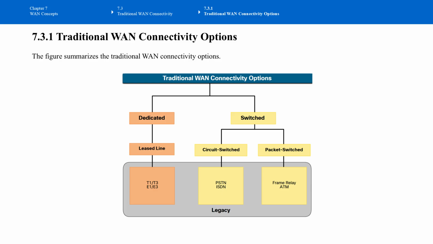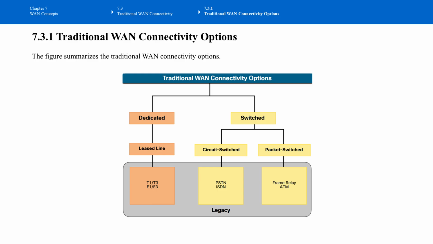Traditional WAN connections can be divided into two major categories: the dedicated one, and also the switched one. For dedicated WAN, a connection is permanently available between two locations. As shown in the chart here, the dedicated connects to the leased line, and the leased line is for T1, T3, and E1 and E3. A leased line provides a dedicated point-to-point connection. So the key idea is that dedicated means the connection is always there for the customer.